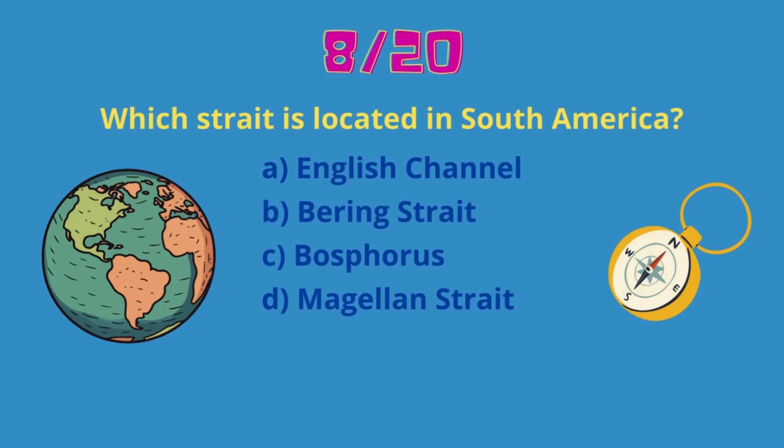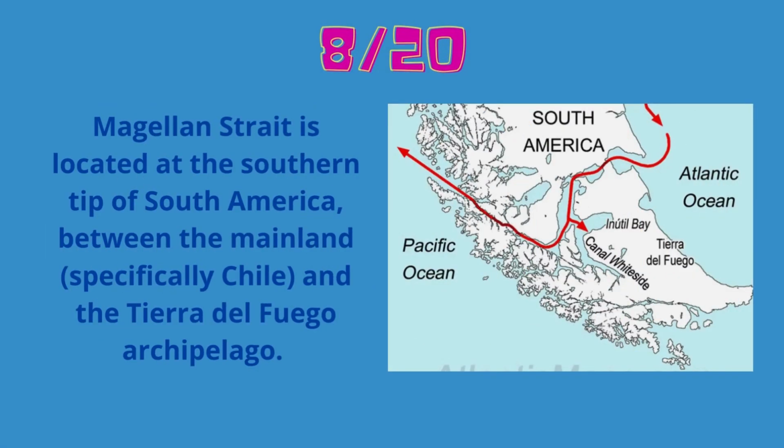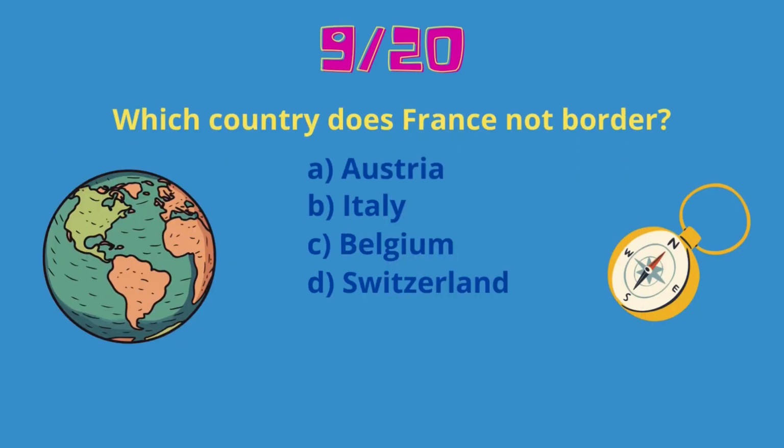English Channel. Bering Strait. Bosphorus. Magellan Strait. Magellan Strait. Magellan Strait is located at the southern tip of South America, between the mainland, specifically Chile, and the Tierra del Fuego archipelago. Which country does France not border? Austria. Italy. Belgium.